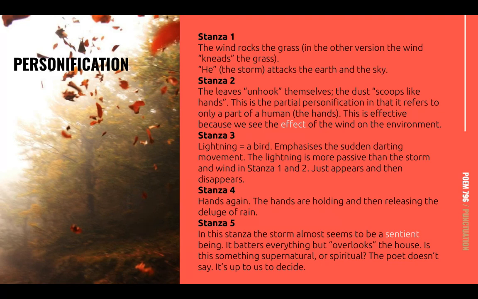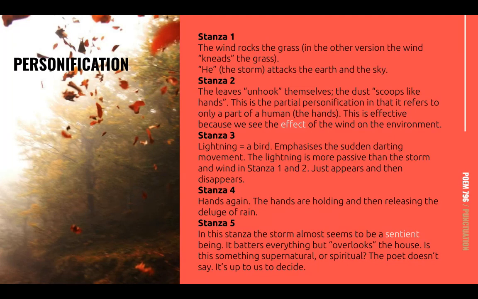So now what I'm going to do is look at three specific aspects of it so that you can see the poem as a whole. The first is the personification that's contained in the poem. All the way through, the storm is personified in various ways. The wind rocks the grass. There's a he that could be referring to the storm. You've got those leaves that are unhooking themselves, and you've got the hands scooping up the dust. You've also got the hands later on holding the water. All of that is quite effective because we see that the storm is an agent of action. It is having an effect on the environment.